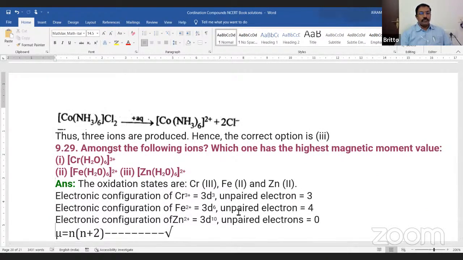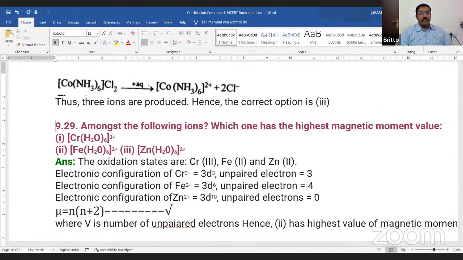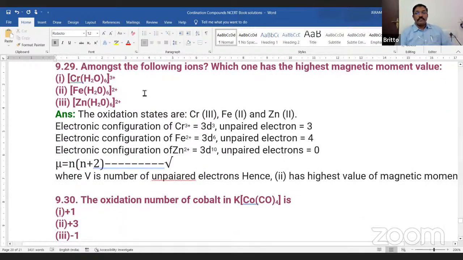Now let us look at 9.29. Which among the following has the highest magnetic moment value? In order to calculate the magnetic moment, we need to know the atomic number and then the electronic configuration of the ion. Then we need to know how many unpaired electrons there are, based on strong field or weak field. From the number of unpaired electrons, we then calculate the magnetic moment.